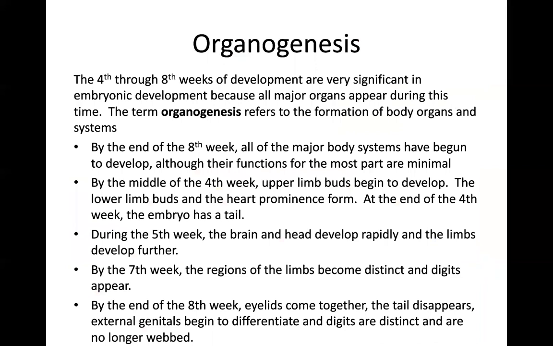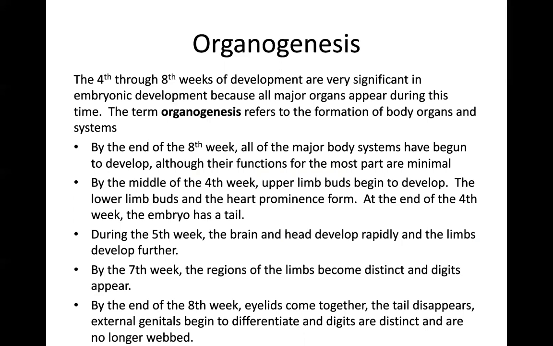Now, what takes place next, from the 4th through the 8th weeks of development, is very significant when it comes to embryonic development. This is called organogenesis because this is when the organs are developing, appearing, and it's all super early in fetal life. The 4th week to the 8th week is not even through the first trimester before we've seen the organ systems coming in. By the end of that 8th week, all the major body systems have begun development. All functions may still be pretty minimal.